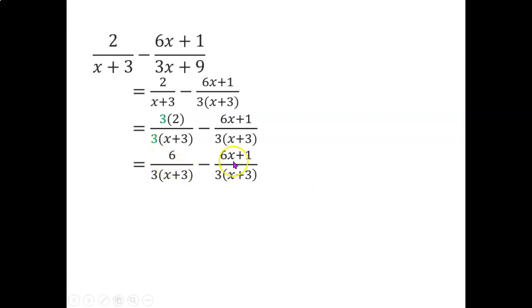And now we can go ahead and combine them. We can subtract the numerators. So on top we have a 6 minus a 6x minus a 1. Don't forget the minus applies to both the 6x and the 1. And so after combining like terms, this 6 minus this 1 would be a 5. So it's negative 6x plus 5 over our common denominator of 3 times x plus 3, which you may either leave in factored form like that or multiply back out as 3x plus 9.